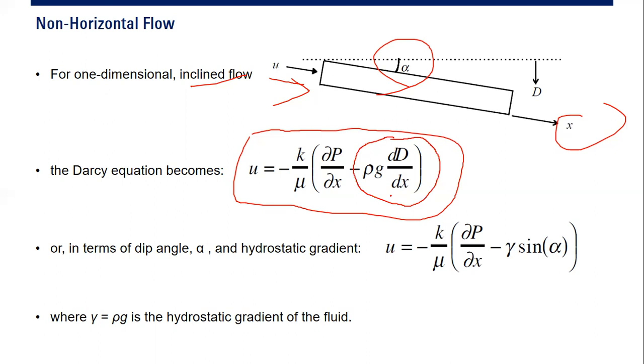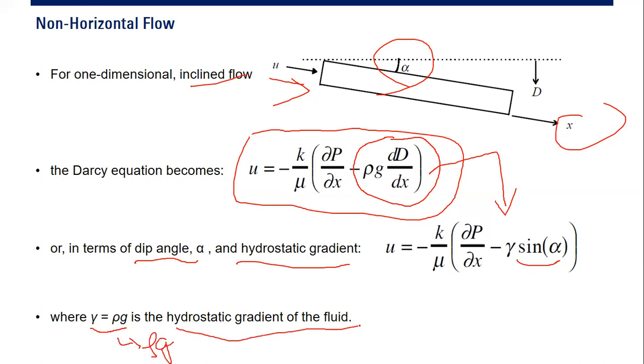Now it can be very challenging as well because of this displacement. Ada pergeseran sedikit jadi miring. Now we will express it using the dip angle and hydrostatic gradient, so we can convert this equation to be like this. Sekarang kita pakai trigonometry, sekarang kita pakai dip angle. Berapa derajat kemiringannya? Now it's gamma multiplied by sine alpha, and gamma is density multiplied by gravity, rho g, the hydrostatic gradient of the fluid.